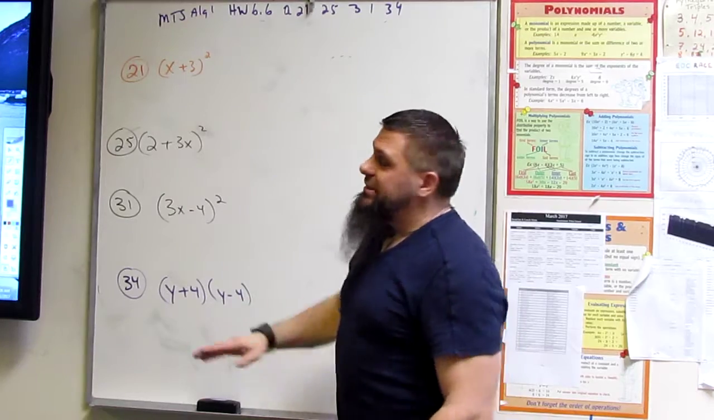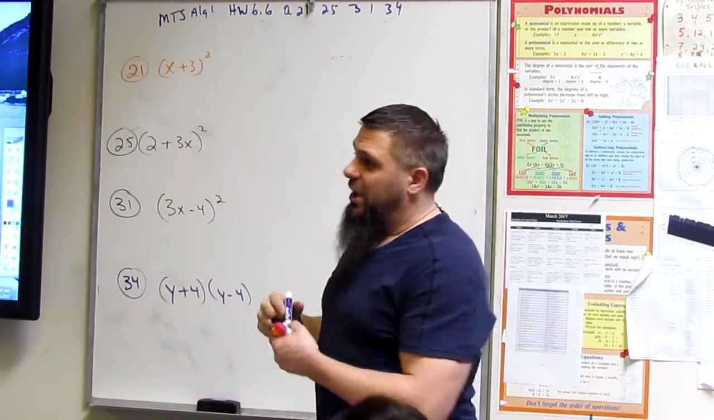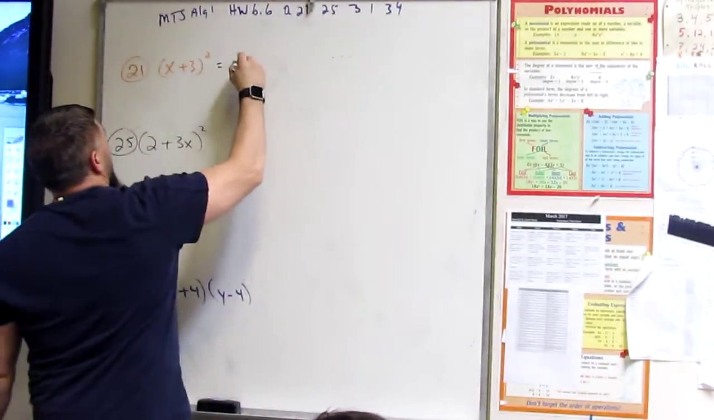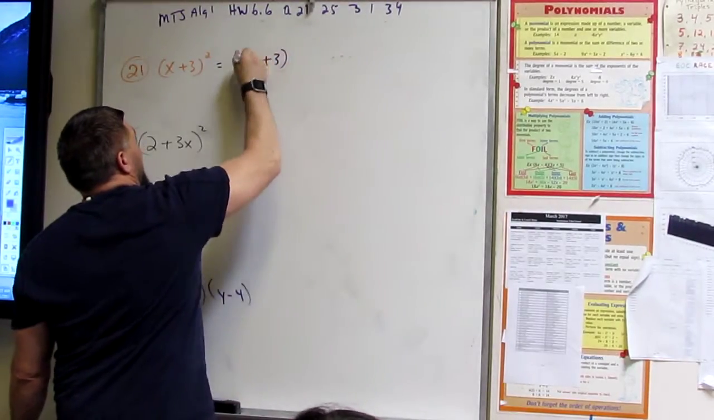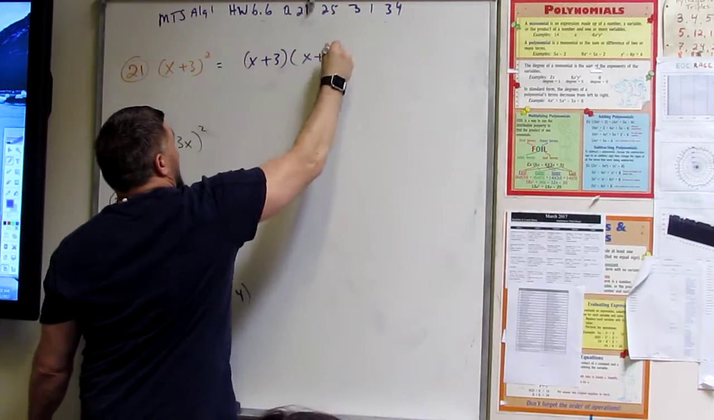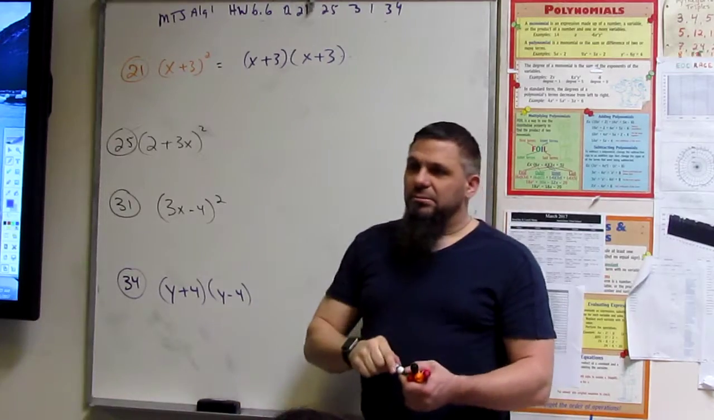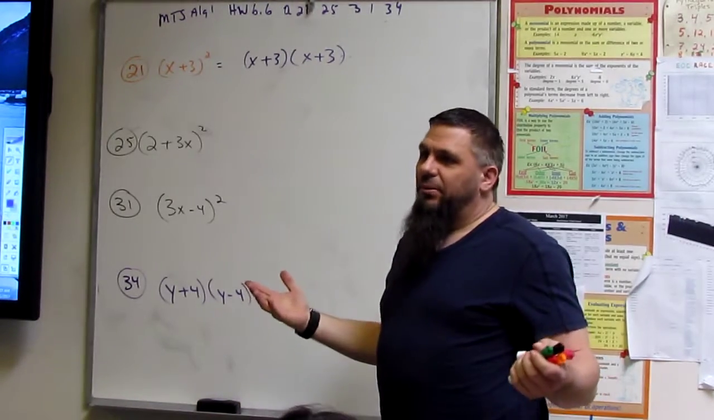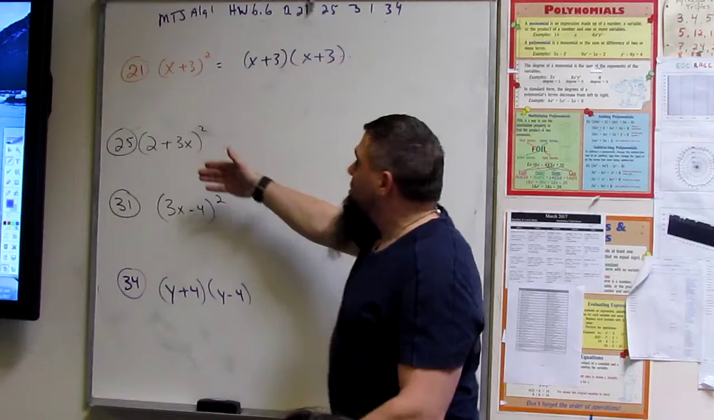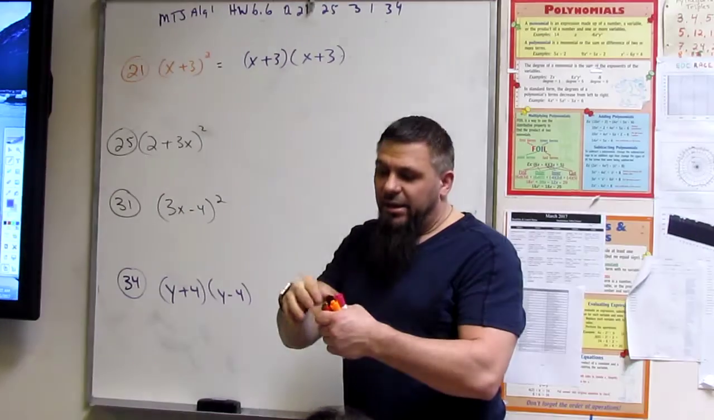So the first one says it's x plus 3 squared. Okay? And a lot of teachers are going to have you do it like this: x plus 3 times x plus 3. And that's great. I mean, that's normal, right? There's two of them. It's squared. So I'm going to do this times this, right?